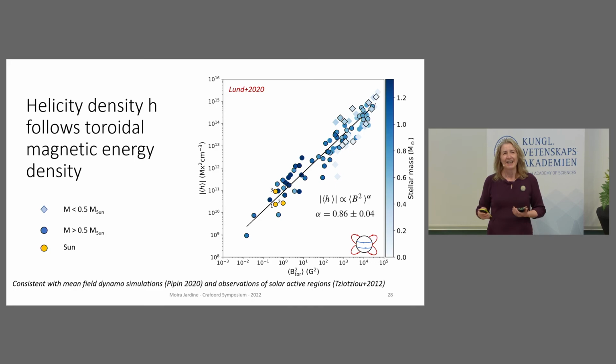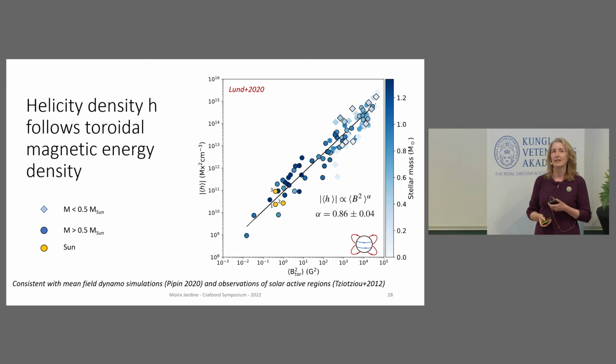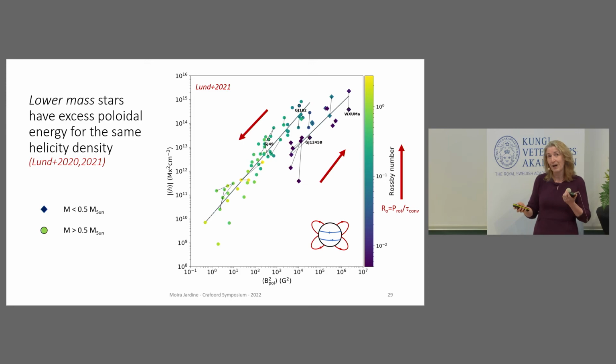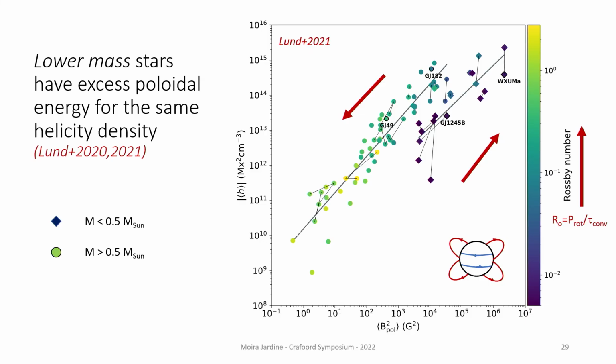And then you think to yourself, well, I only plotted this helicity density against one component of the magnetic field. What if I tried the other component? At which point it all goes to pieces, of course, because that one single line resolves itself into two. And those two lines are beautifully delineated by the internal structure of the star. So this line here is the lowest mass stars who are fully convective, and this line here is the stars that are more like the sun with the radiative core.